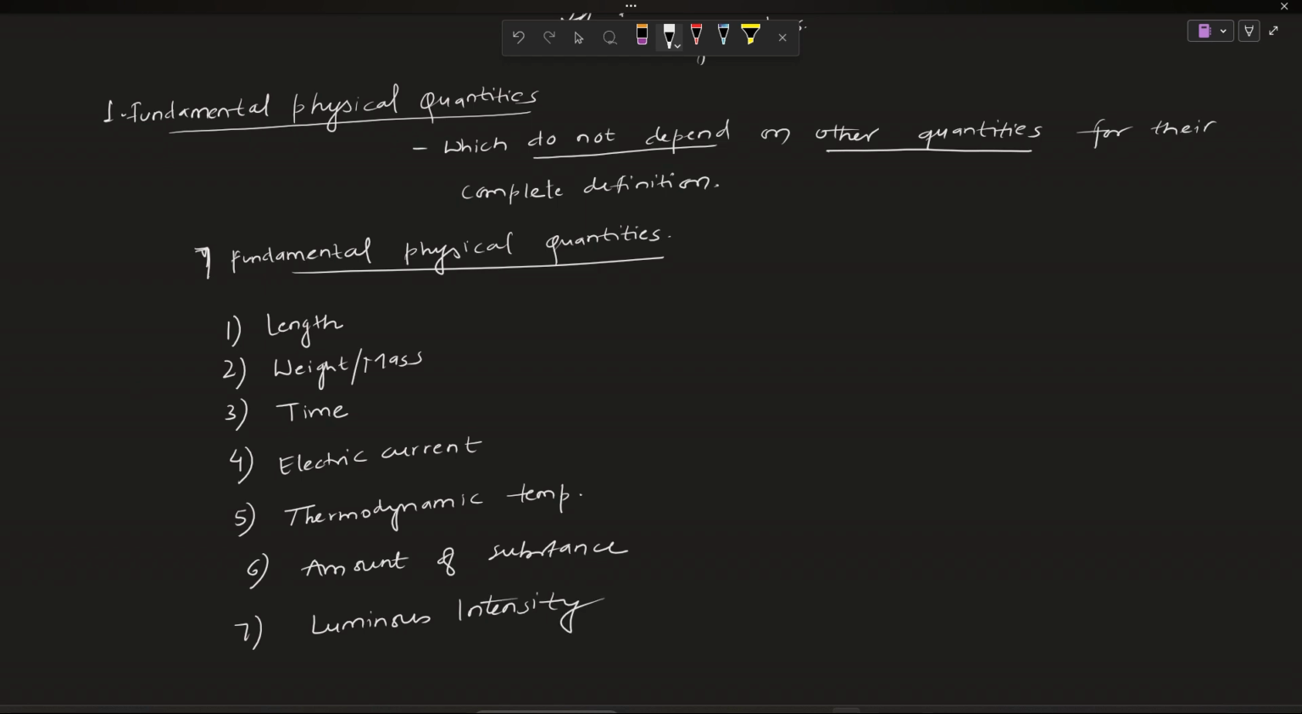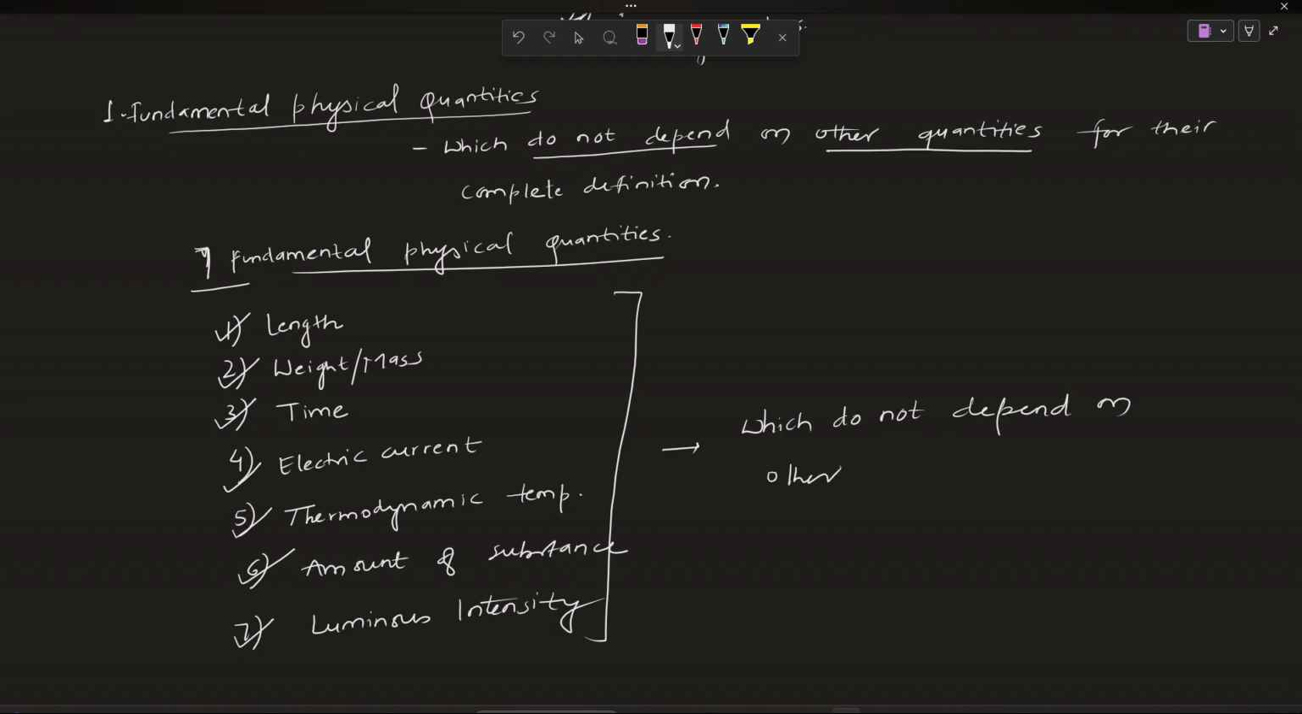So these are the 7: length, mass, time, electric current, thermodynamic temperature, amount of substance, and luminous intensity. These are the 7 fundamental physical quantities which do not depend on other quantities for their complete definition.